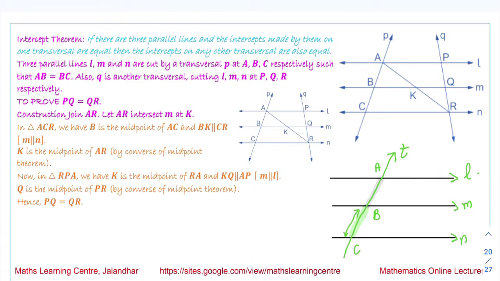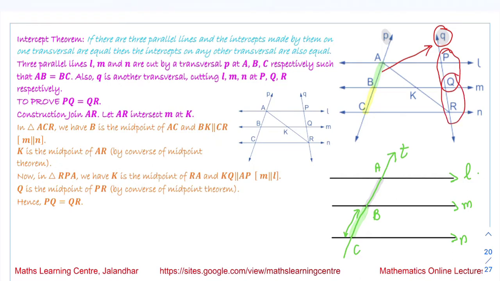What the intercept theorem says is, if three parallel lines L, M, N are there and a transversal is there, and we take one transversal, say P, and another transversal Q, so there are two transversals. For transversal P, the length of AB is equal to the length of BC. Then on transversal Q also, these lengths will be equal. That is, we have to prove that PQ is equal to QR.